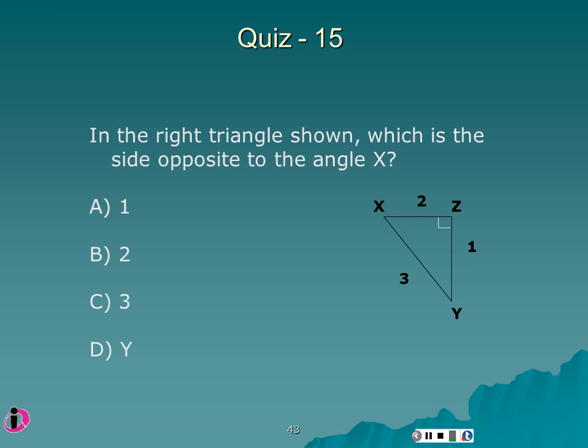Which side is the opposite side of angle x? Angle x. What is? It must be number 1. Right answer is A.